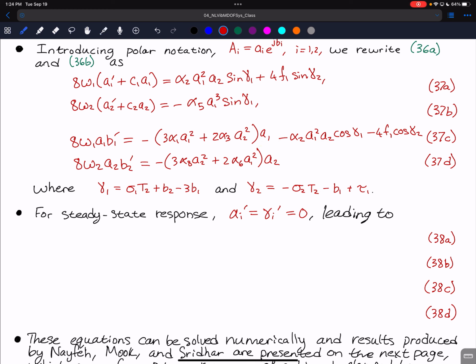Okay, going back to 37D, we'll have last term is minus alpha 5 A1 cubed cosine gamma 1, where the two gammas are defined as follows.